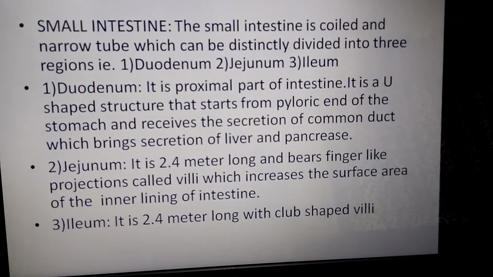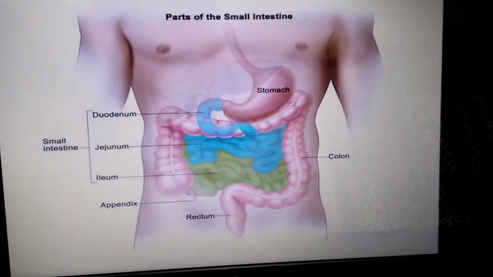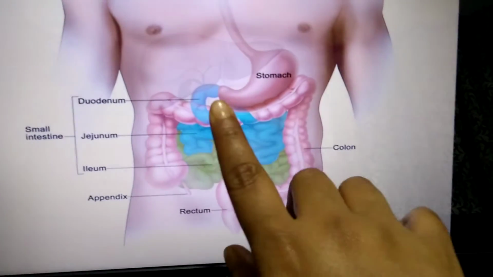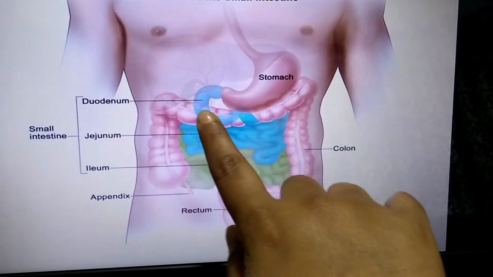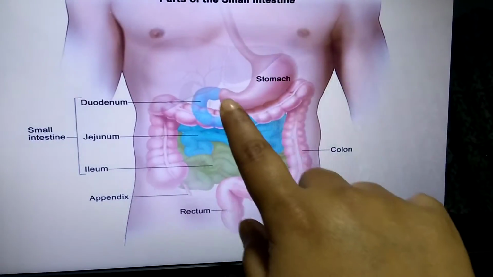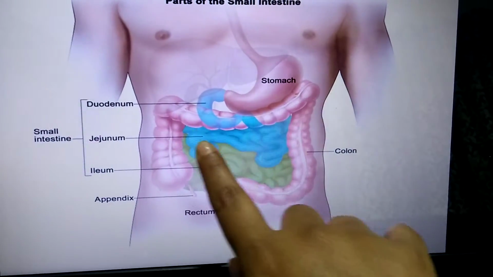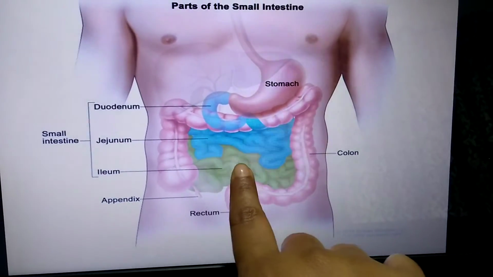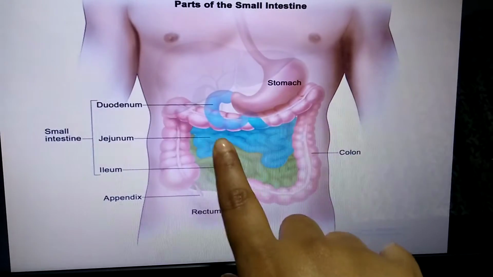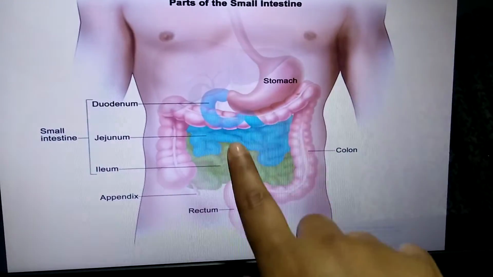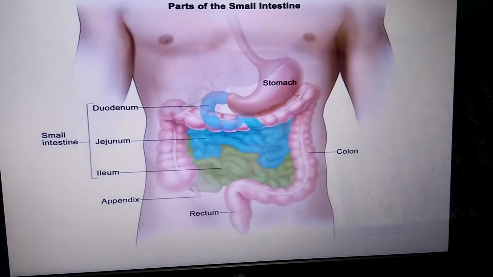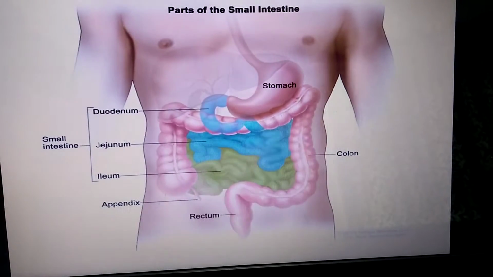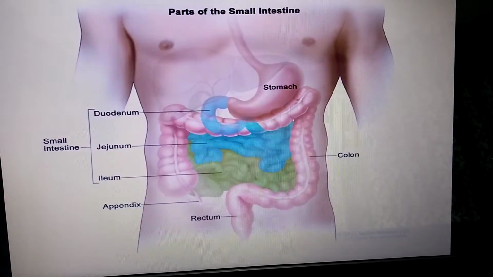Now this will get more clear if we look at the diagram over here. See, the stomach ends, and from here duodenum starts. This blue is duodenum. Now this light blue ends up in what is called jejunum, and ultimately it lands up in the greener portion, which is ileum. So these light blue, dark blue, and green colors shown in this diagram are basically the parts of the small intestine, that is duodenum, jejunum, and ileum.